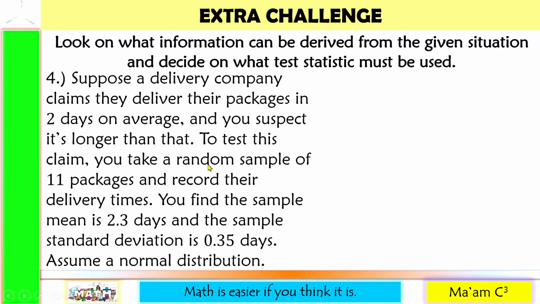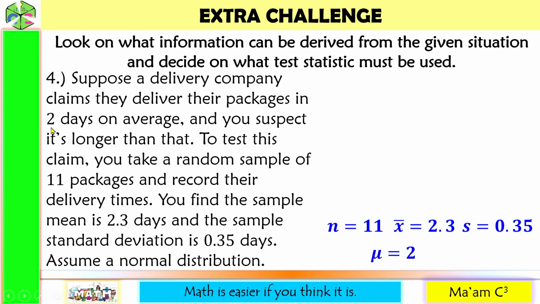So first again, let me look for the sample size. You take a random sample of 11 packages. So the sample size is 11. It's already stated here, sample mean. So 2.3 is the X bar. Next, we have here the sample standard deviation. So this will be a small letter s, 0.35. So it follows that this 2 days on average is the population mean. Mu is equal to 2.